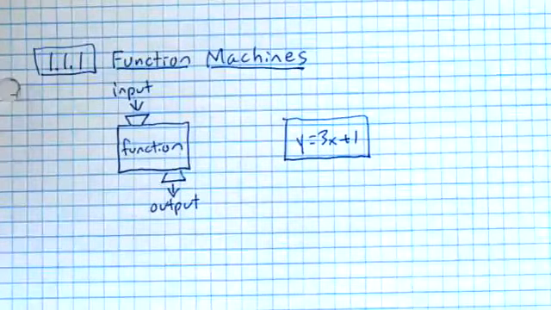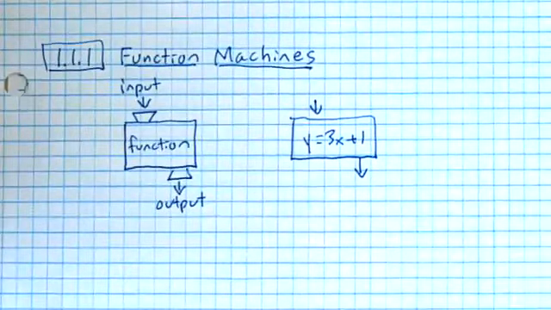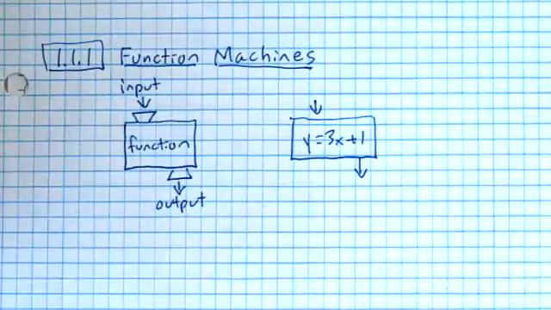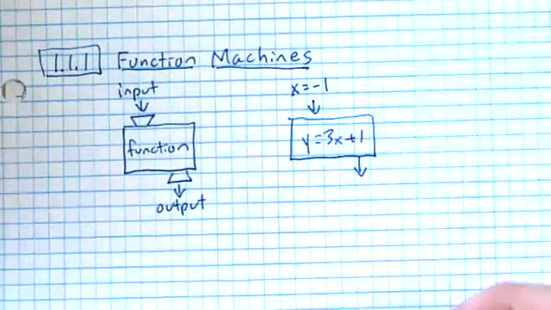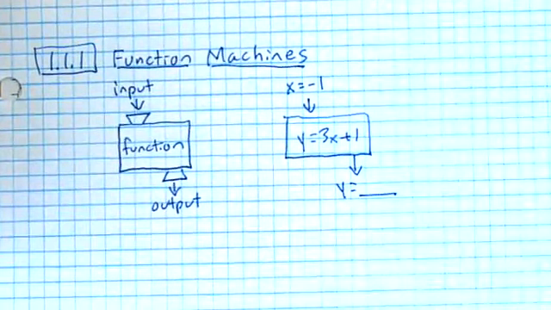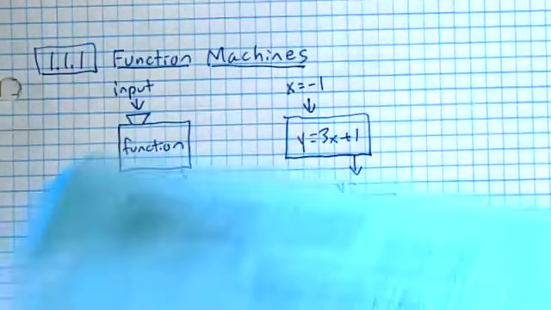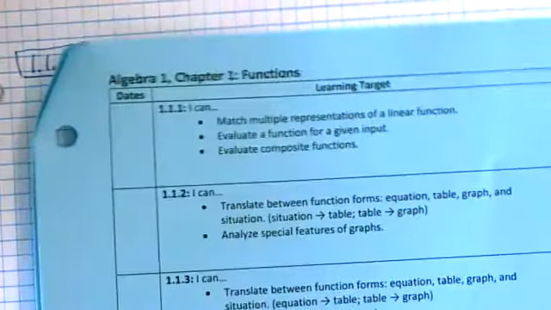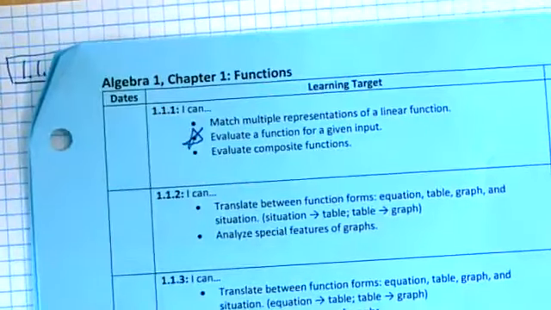So that's our machine. We're going to have an input and an output. And for this first problem, I'm going to tell you what the input is, and I'm going to ask you to find the output, y equals blank. And this is really the big learning goal for today. This is the key piece I want you to walk away with. If I look at our learning targets on the front of our packet, the big one is the one in the middle, and that's evaluate a function for a given input. That is the key thing.